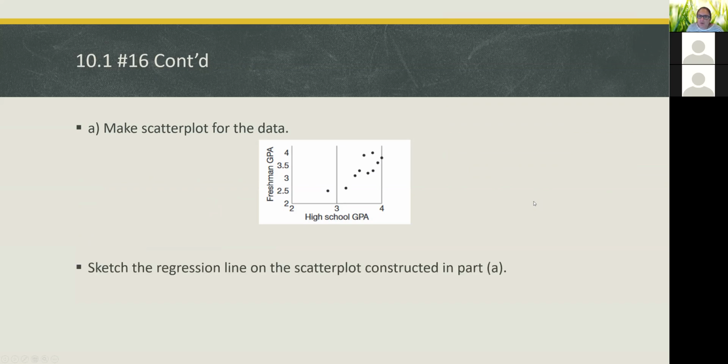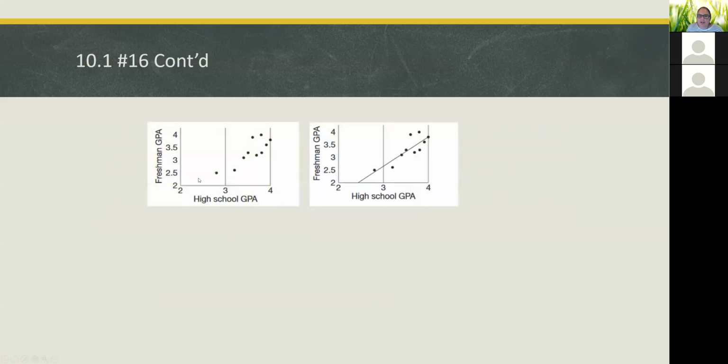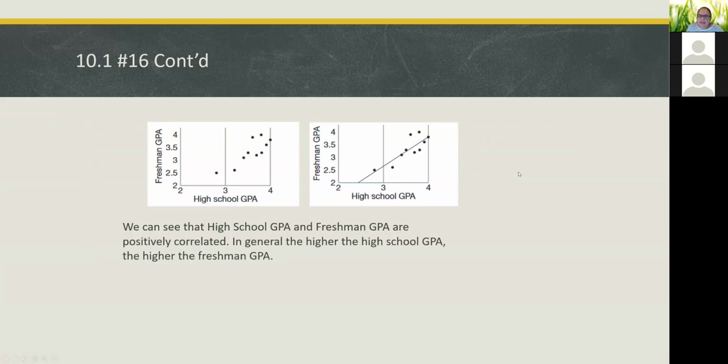And then next, we're going to draw a regression line. So that's going to be just a best fit line that approximately captures the trend of the data. So it's going to look like this, basically. And we can see that these two quantities are positively correlated. And what that means is the higher their high school GPA, the higher their freshman GPA. Okay. Any questions so far?